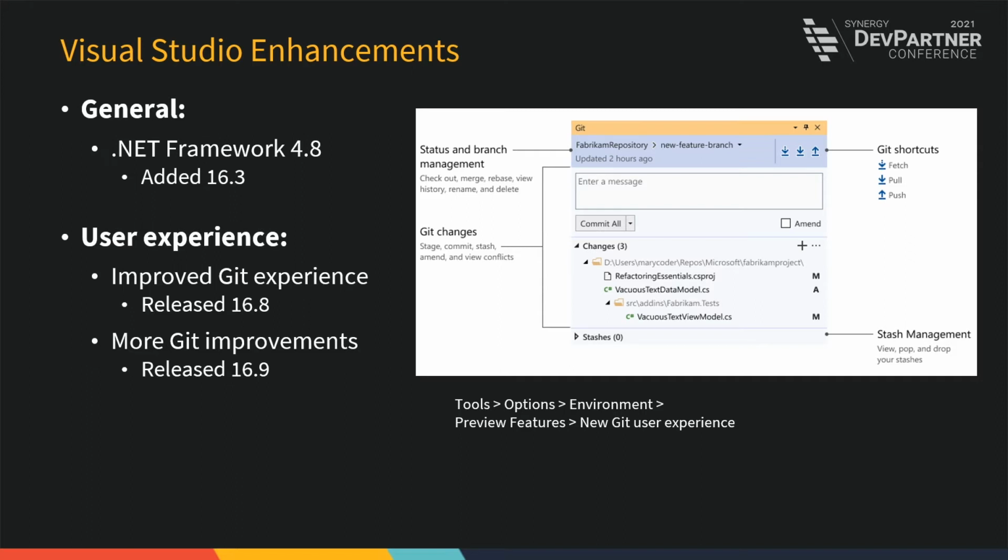If you're a Git user, give it a try. You can find it under the View menu as Git Changes. Of note, if Git Changes still shows the old interface for you, you may need to toggle it on under Tools, Options, Environment, Preview Features, New Git User Experience. It is supposed to be the default by now, but I've seen users get varying results.